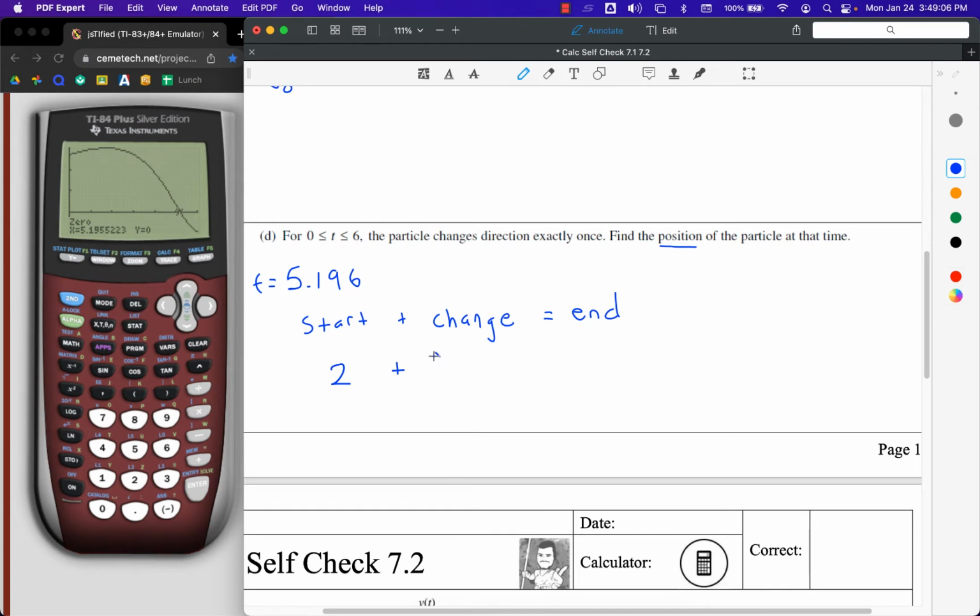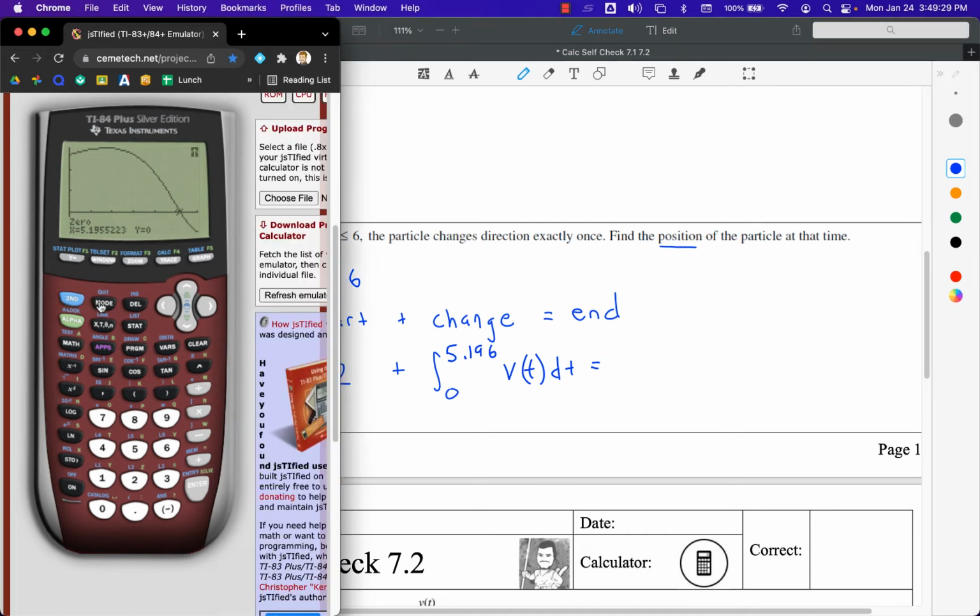Plus, and then we're going to do this integral from the start time, which I already said was 0, and then our time end, which we just found right now by looking at this x-intercept, or this t-intercept, if you will. This is going to be 5.196 of velocity, v of t dt. I'm being formal about it because it's a free response question now, and I just need to use the calculator.